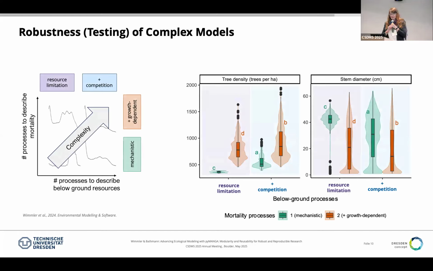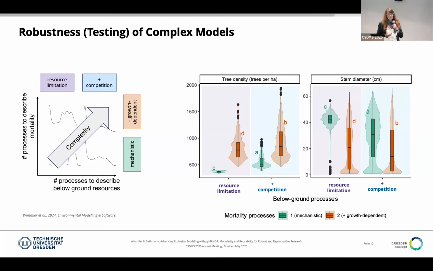Here, either one or two processes are activated to describe the mortality of the trees and the below ground interaction. In the simplest case, the below ground interaction is only described by a resource limitation, and trees only die when they don't get enough resources. In the more complex case, resources are limited, and then there's an additional process inducing competition between the plants based on the size and position of the neighboring trees. And there's also a second process describing the mortality. As you can see on the right side, the different combinations of these modules lead to a different structural composition of the forest, which can be described by typical forest metrics, such as the tree density, so how many trees we have in a hectare, or the stem diameter distribution.